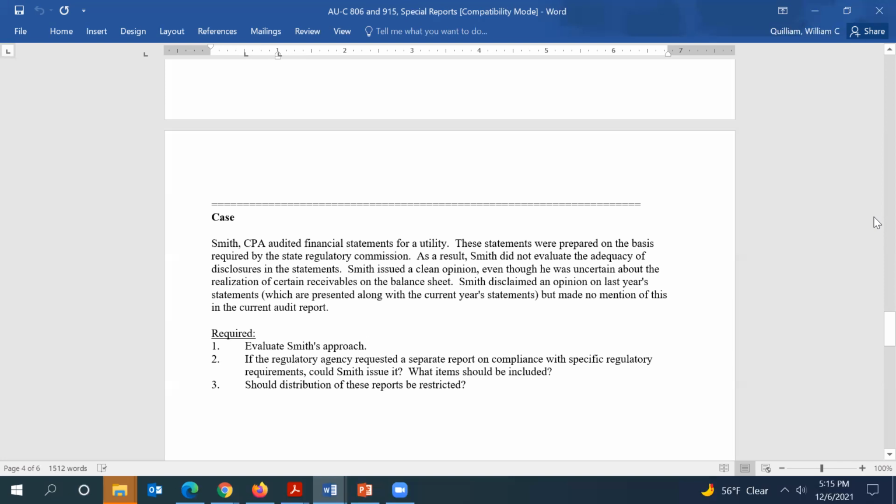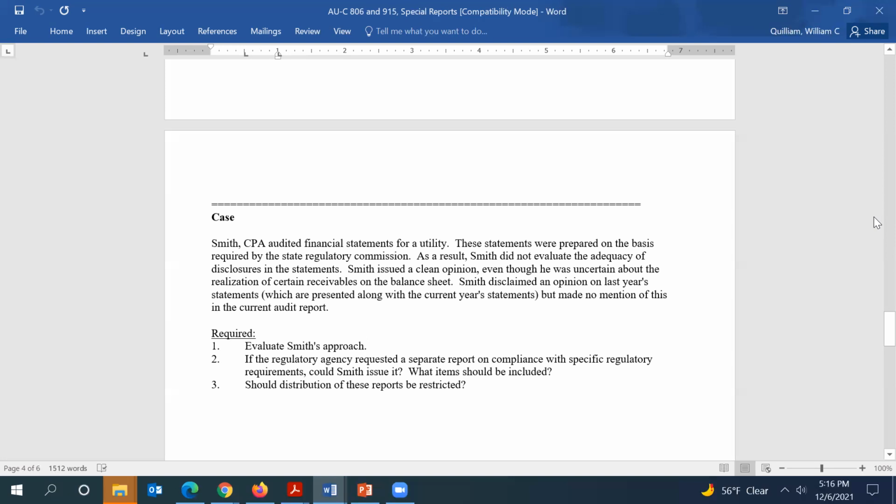Number 3, should distribution of these reports be restricted? Okay, for the compliance report, yes, always. For the audit report, the default is to restrict distribution because the financial statements are in accordance with the basis required by the Regulatory Commission.